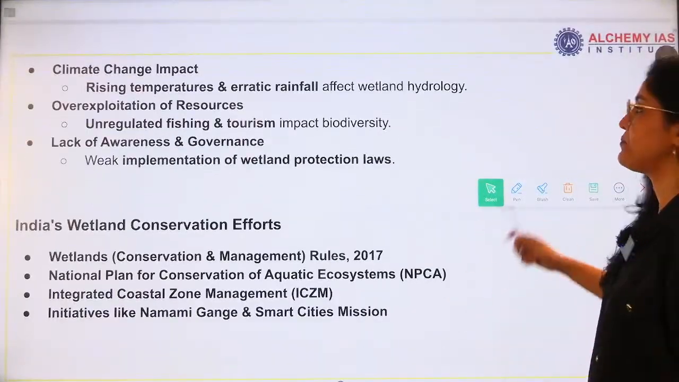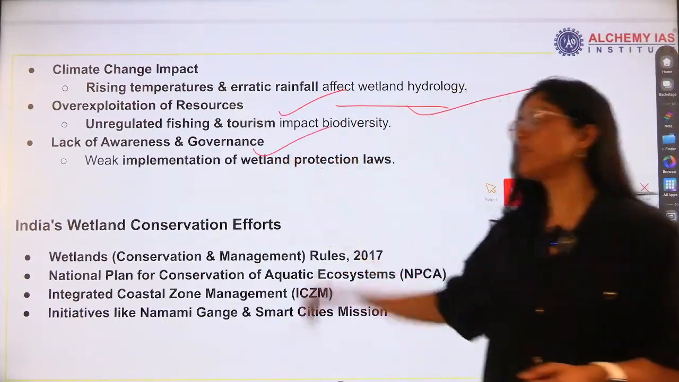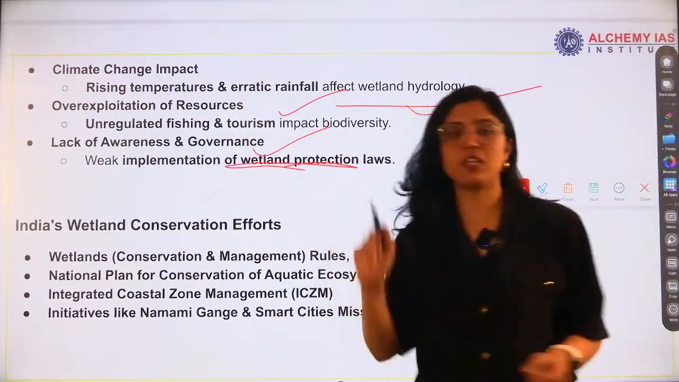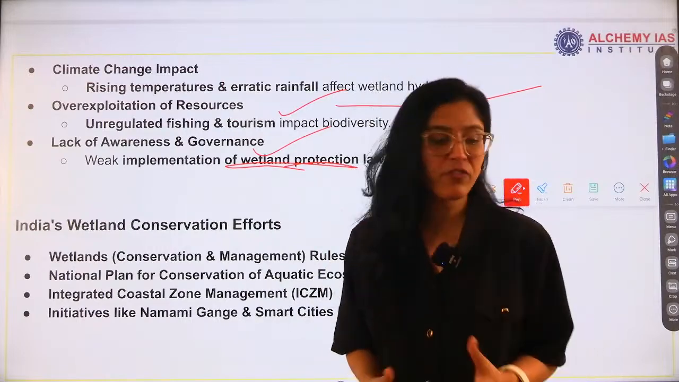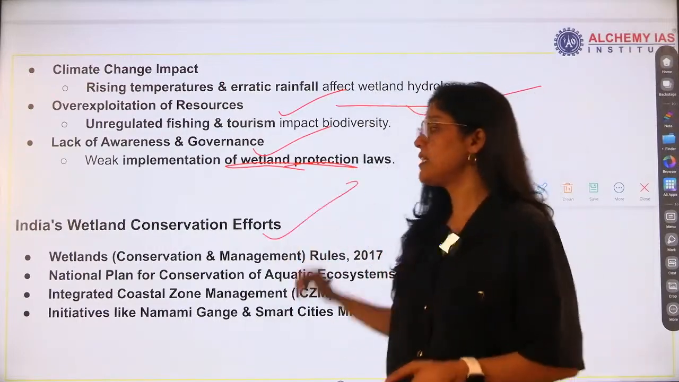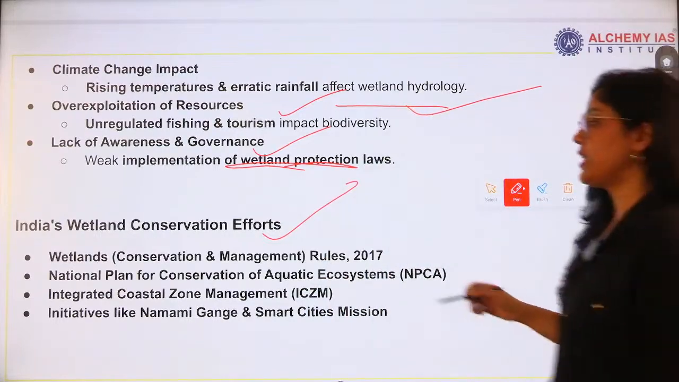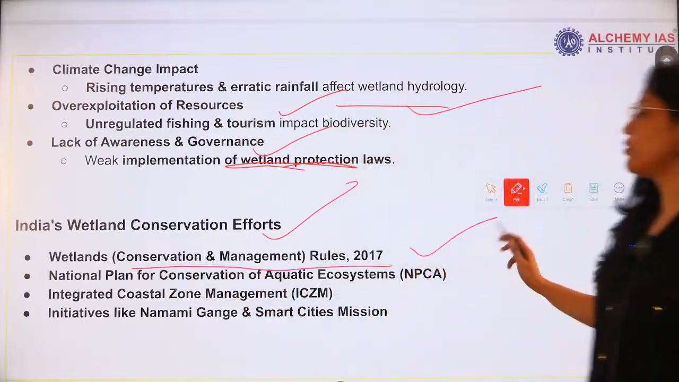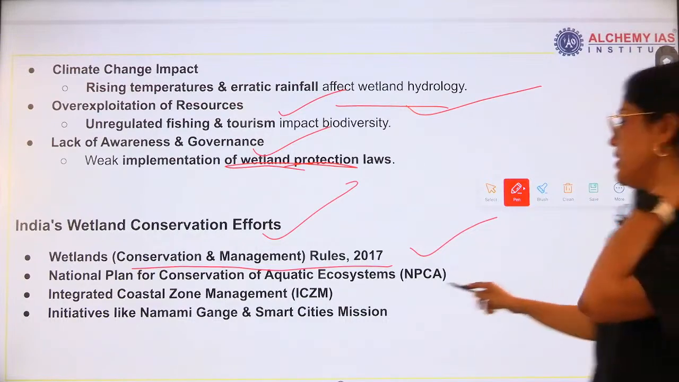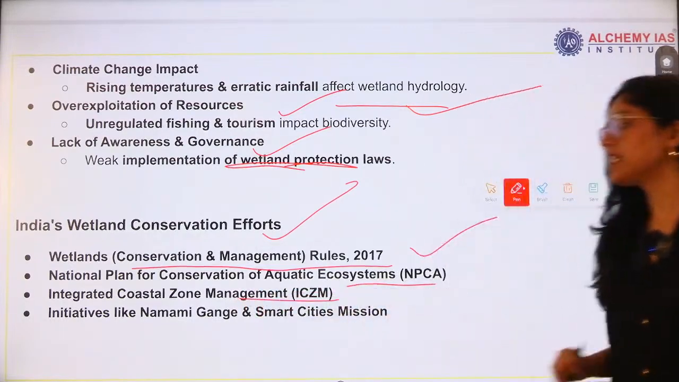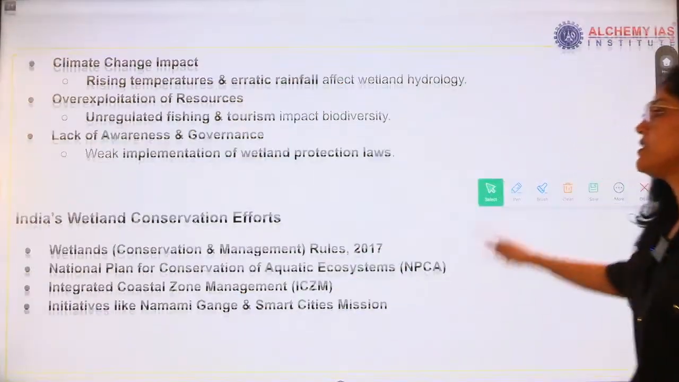Climate change impact, rising temperature, erratic rainfall, overexploitation of resources, lack of awareness and governance. Very, very important. Awareness should be there about the importance of wetlands, how it supports the economy, how it supports the life of the people. Next is India's wetland conservation effort. What are they? Wetland Rules 2017. Next is National Plan for Conservation of Aquatic Ecosystems, NPCA. Third is Integrated Coastal Zone Management, and Namami Gange and Smart Cities Mission.